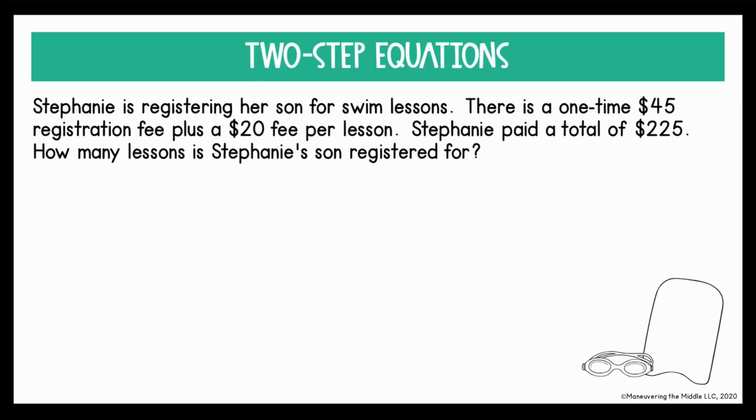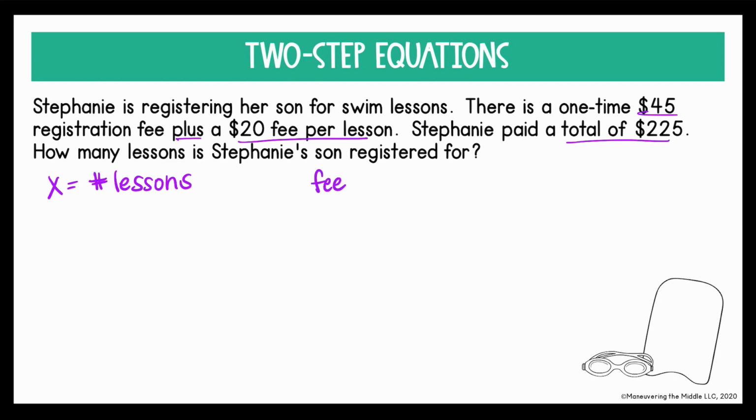Now let's solve a real-world two-step equation. Stephanie is registering her son for swim lessons. There is a one-time $45 registration fee plus a $20 fee per lesson. Stephanie paid a total of $225. How many lessons is Stephanie's son registered for? So let's identify the variable. What we're looking for is the number of lessons that her son is registered for. And they gave us two things.